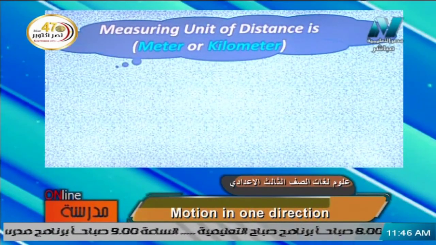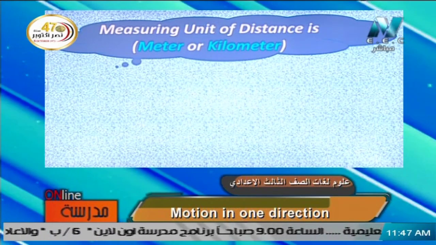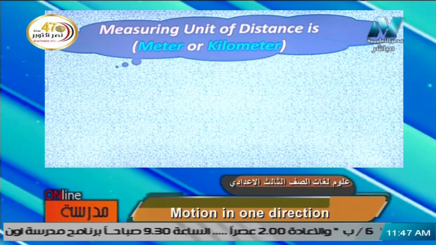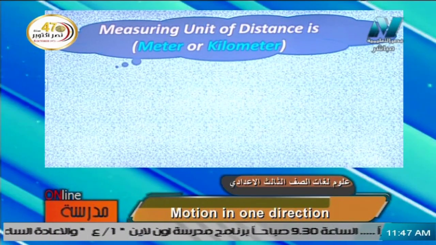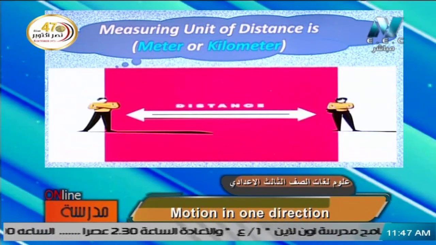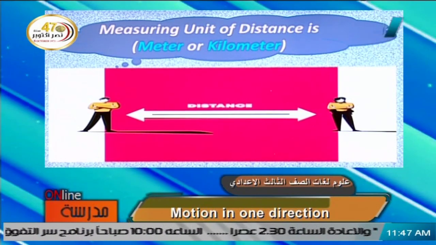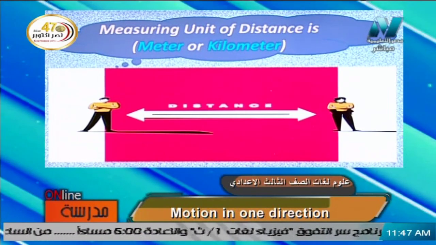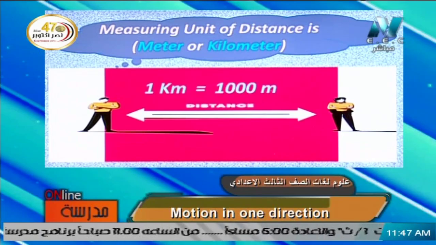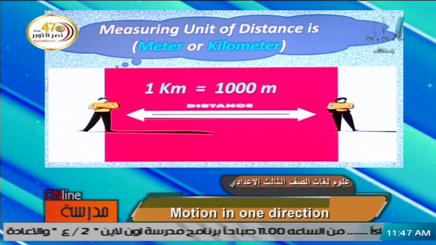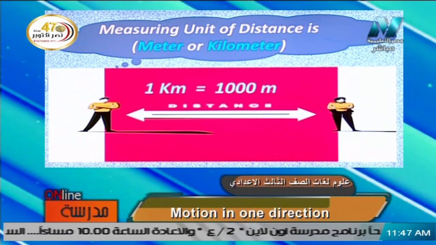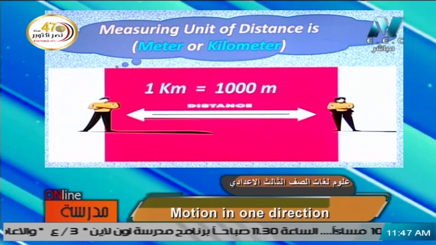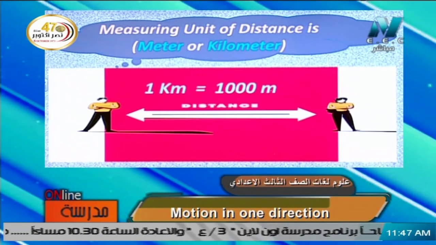The measuring unit of distance, in our syllabus, is meter or kilometer. No centimeter. We will use meter or kilometer only. As we see here, we have a distance between two persons. Here we have distance, and 1 kilometer equals 1000 meters. We know the measuring unit here is kilometer or meter, and 1 kilometer equals 1000 meters.